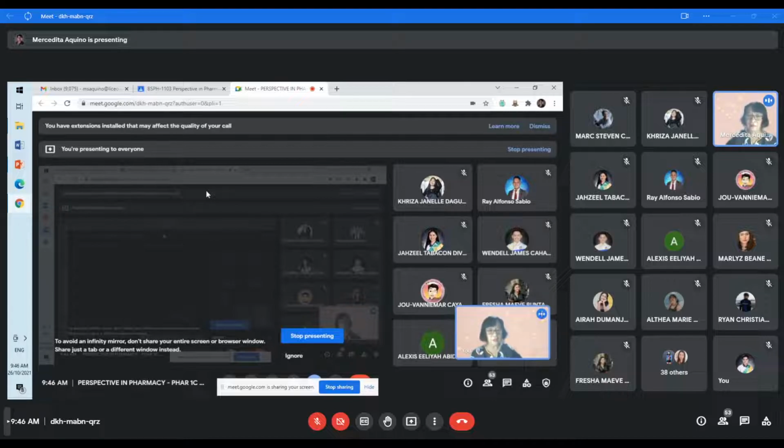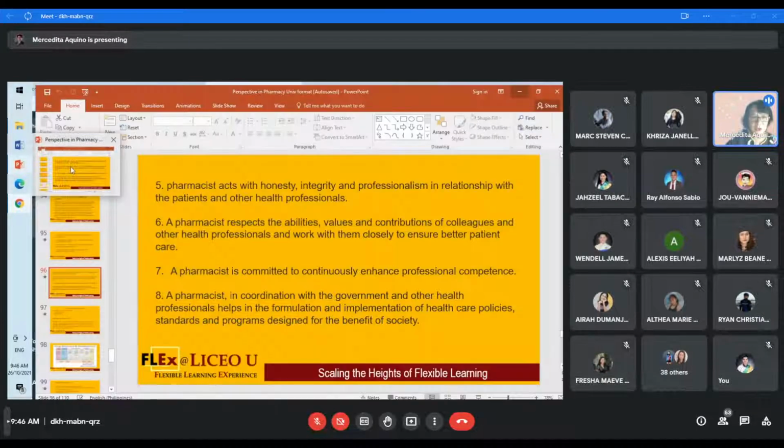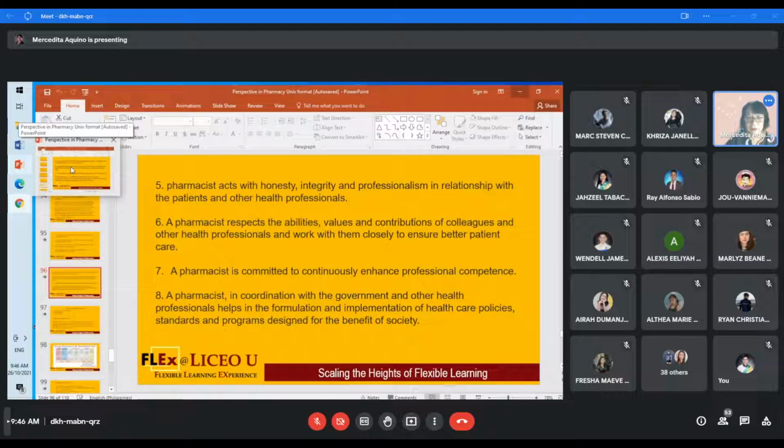Same thing with other professionals, dili lang kay colleagues. But we are talking here on colleagues. So very important yun to respect your colleagues. Okay, some more?